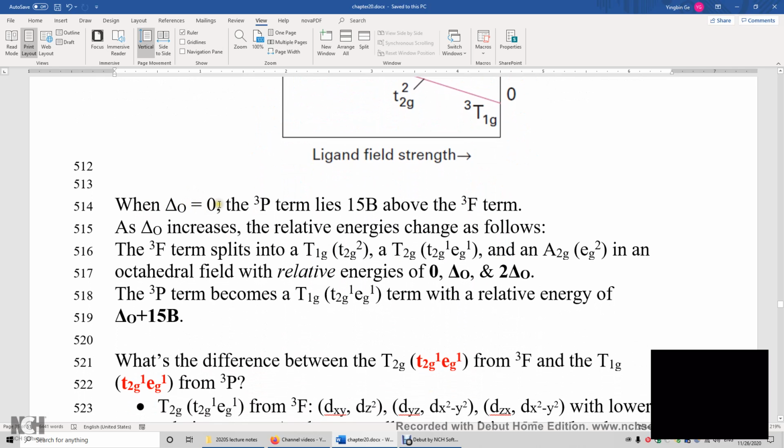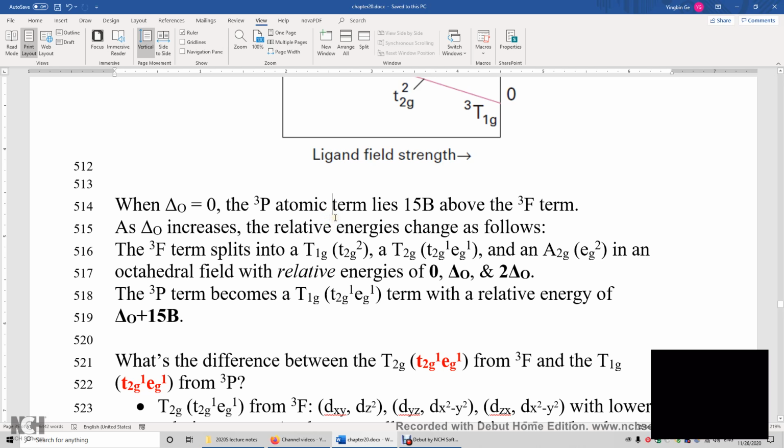Now again, when delta O is 0, that means the ligand field strength is 0. We are looking at essentially a free ion. The 3P atomic term lies 15B above the 3F term. In this case, we can still observe an electronic transition, and the transition energy is 15B. And then if we put this transition metal center in an octahedral environment with 6 strong field ligands, we'll have to consider the crystal field splitting, delta O.